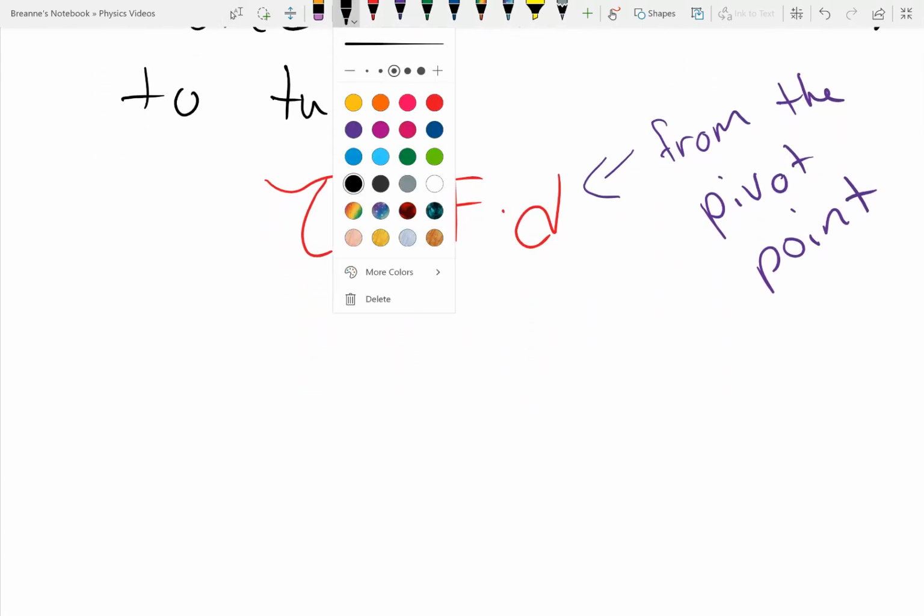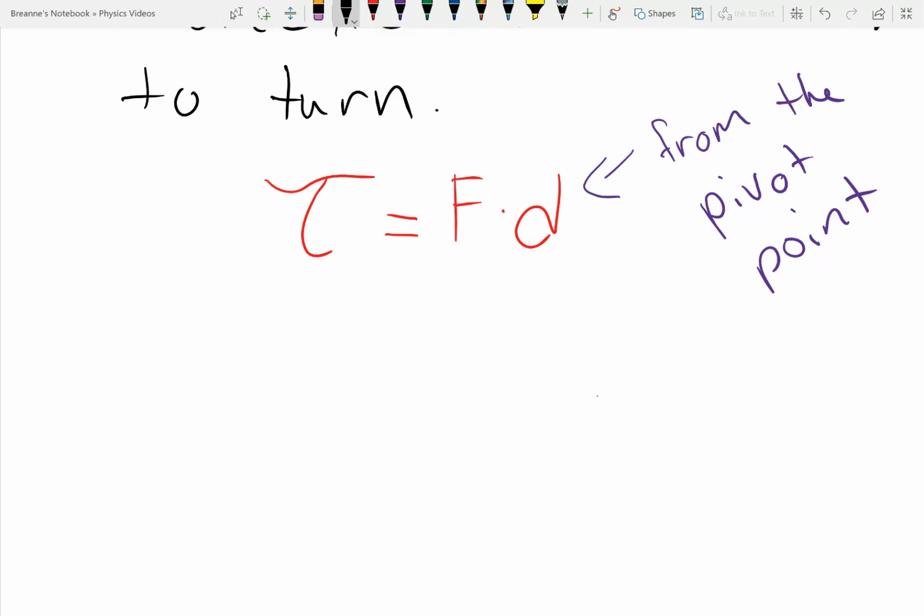So let's think about a door real quick. If you put a force at the end of the door to open it, like normal, the distance that you would use would be the whole entire door.